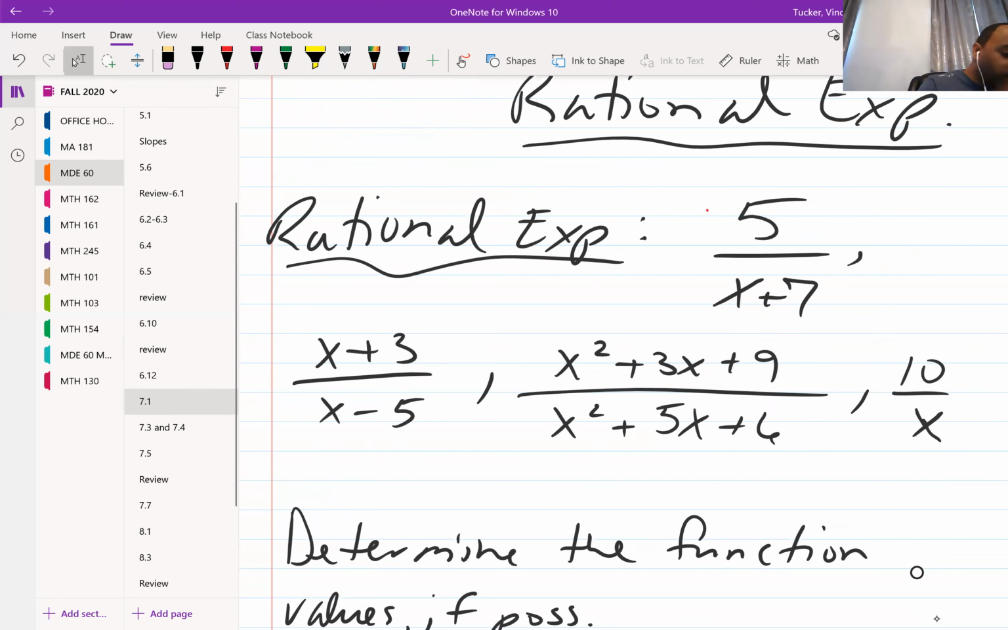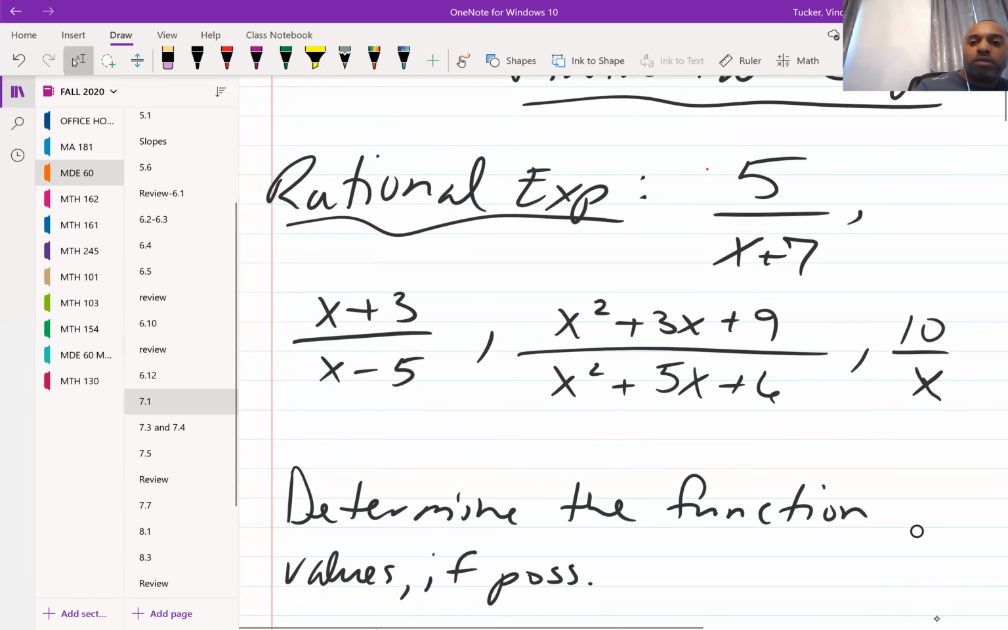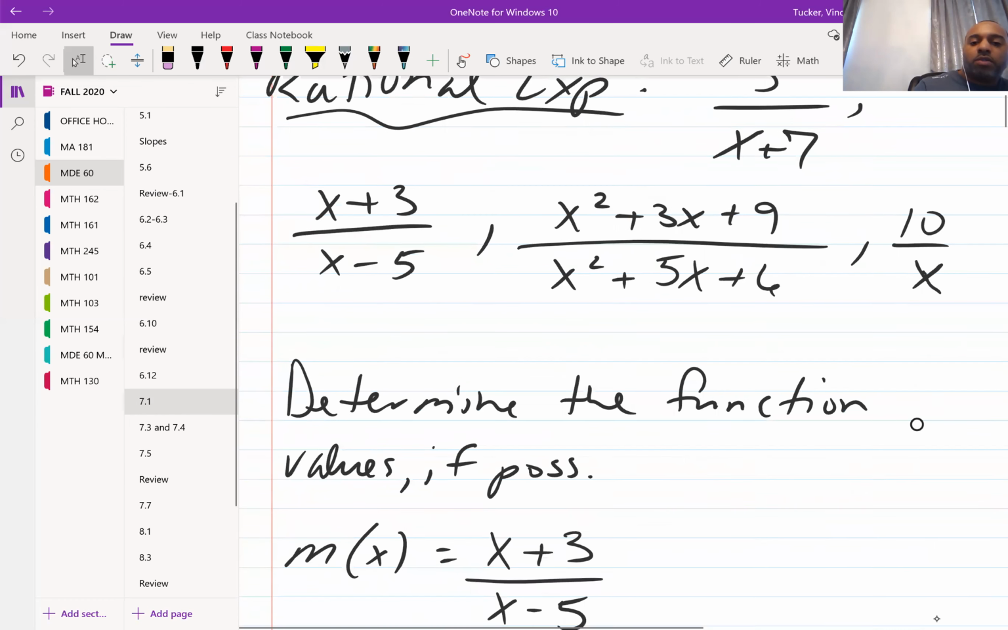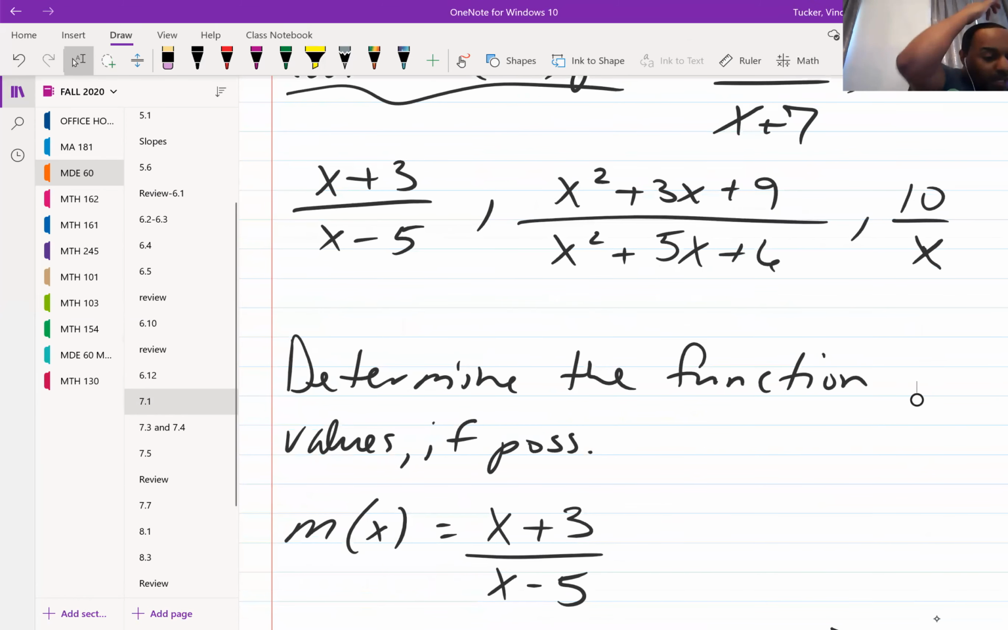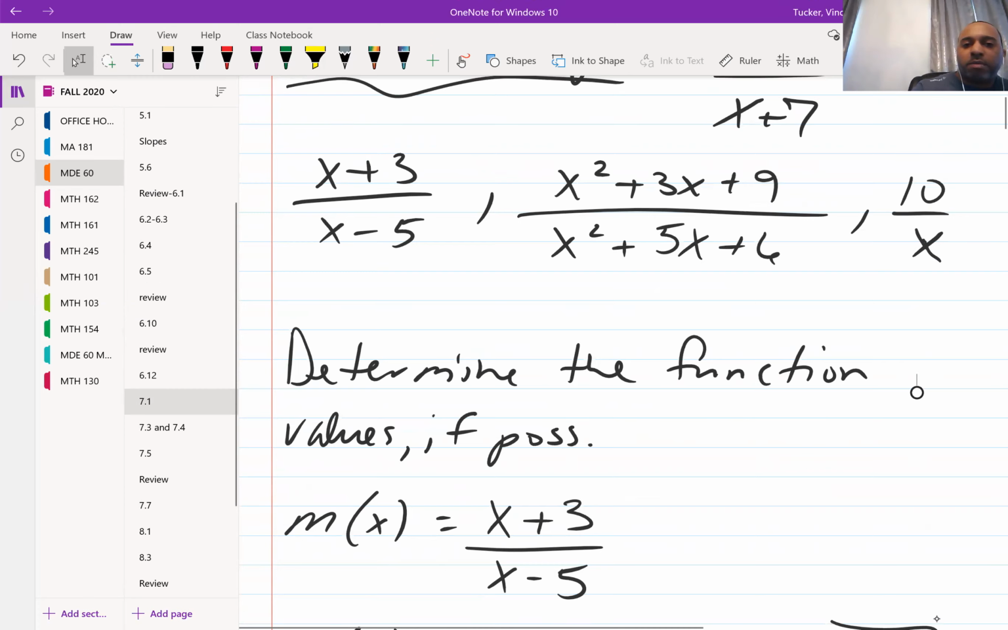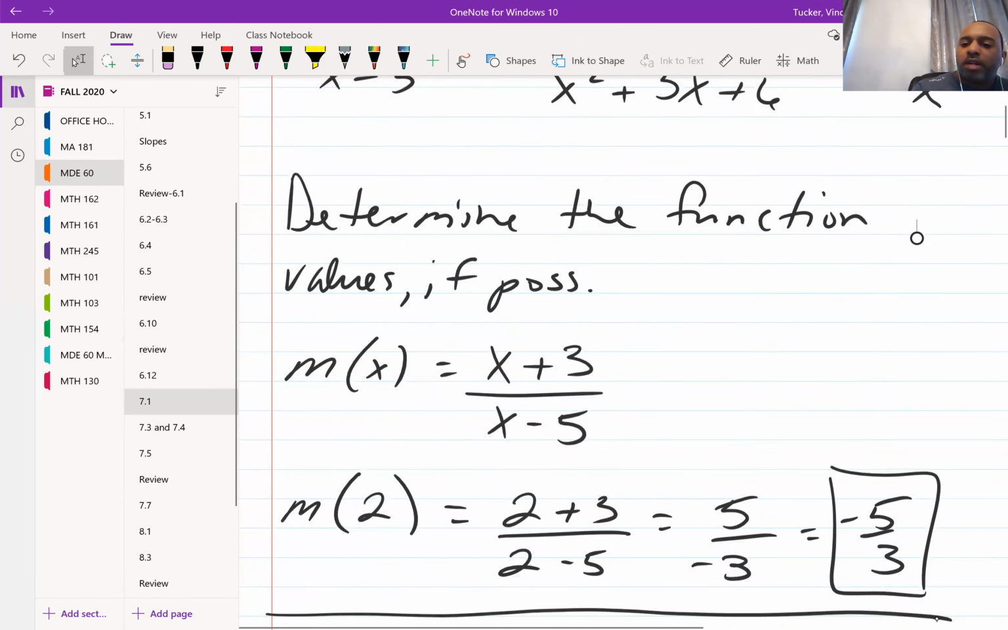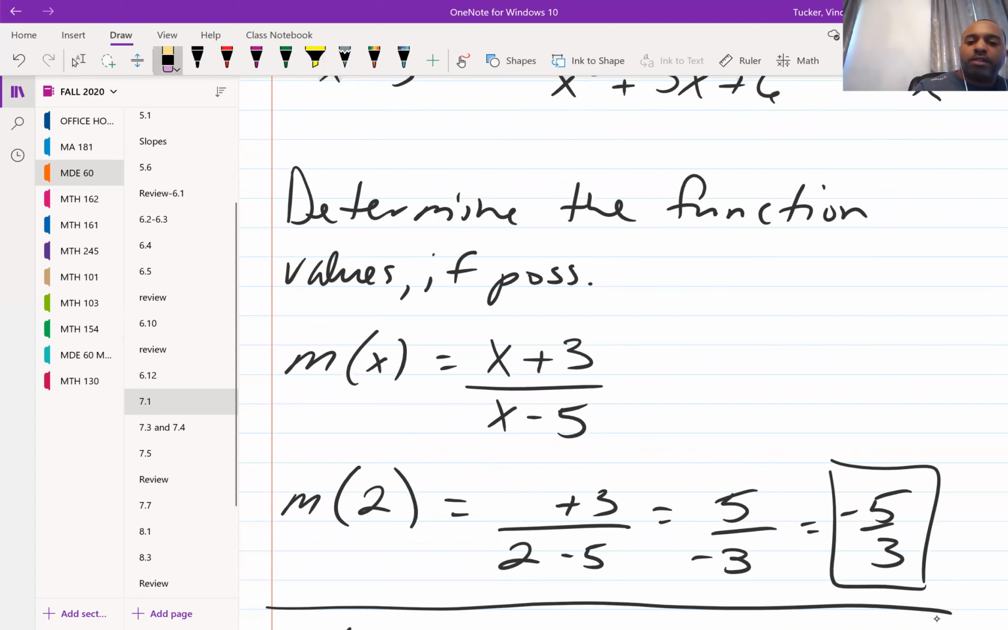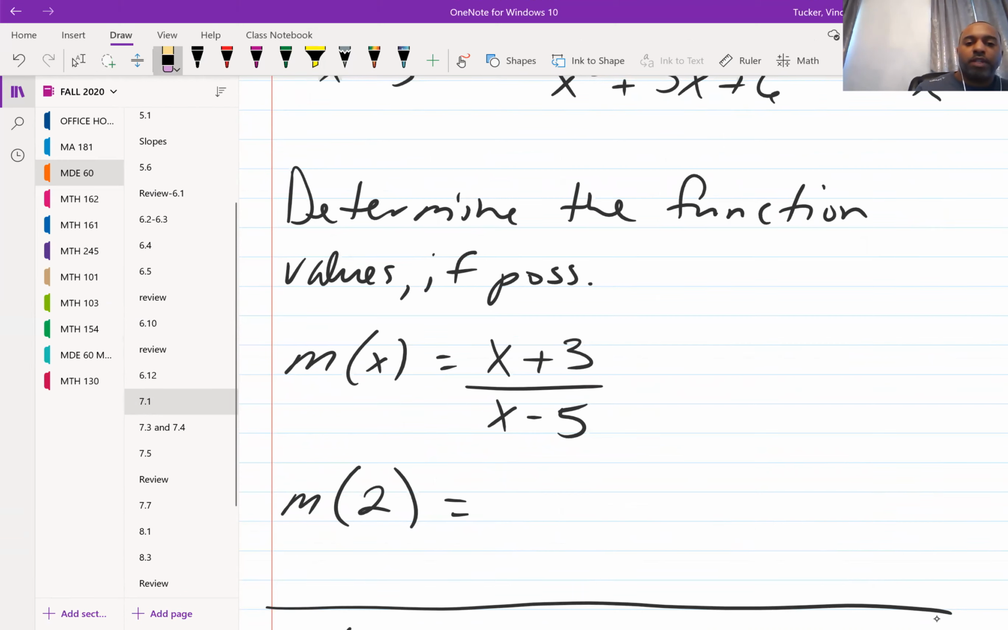All right, scrolling up. So this first exercise says determine the function values if possible. They give us m of x is equal to x plus 3 over x minus 5. And what they would have done here is, let me erase this. They would have given us m of 2, which basically means you're going to take 2 and plug it in wherever you see x.